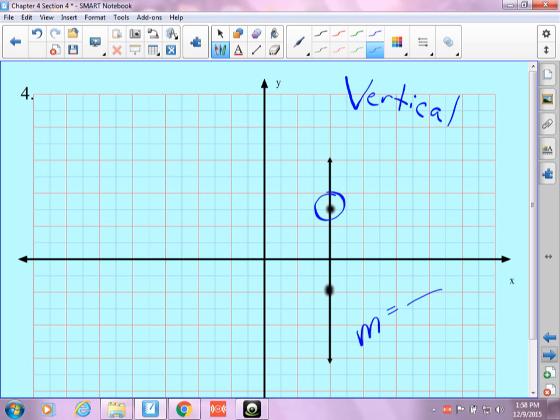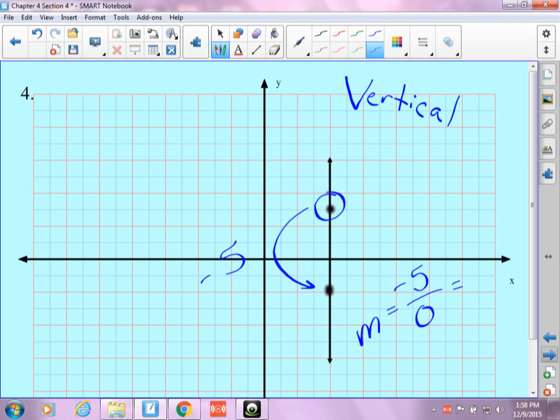5. So what am I going to put for my numerator? 5 over 0. Negative 5, right? Because I'm moving down, so this is a negative 5. And I don't move left to right, so what do I put in? I put in 0. Now, take your calculators. What do you get when you take negative 5 and divide it by 0?